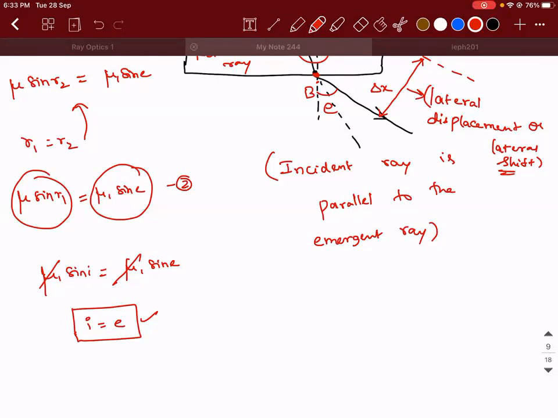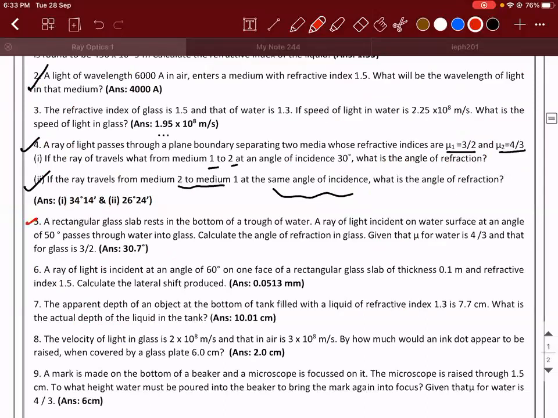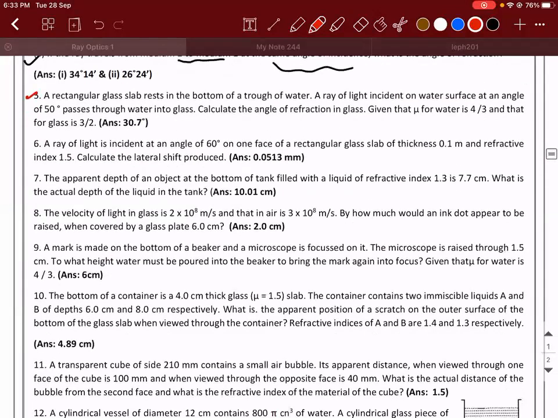Okay. Now let's try this problem. There is a rectangular glass slab which rests in the bottom of a trough of water. A ray of light incident on the water surface at an angle of 50 degrees passes through the water into glass. Calculate the angle of refraction in glass, given that mu of water is 4/3 and that for glass is 3 divided by 2. You guys draw the ray diagram and tell me in terms of sine. I don't want it in terms of exact angle.